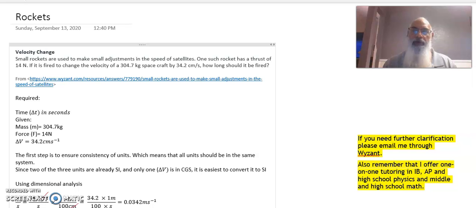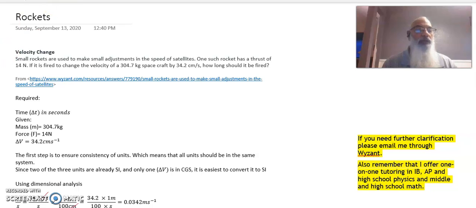should it be fired? Okay, so we're looking for how long the rocket should be kept on to make this velocity change. And something that I want you to note here, let me make a mark on it: this 34.2 is in a unit of centimeters per second. So that is something that is important to note.